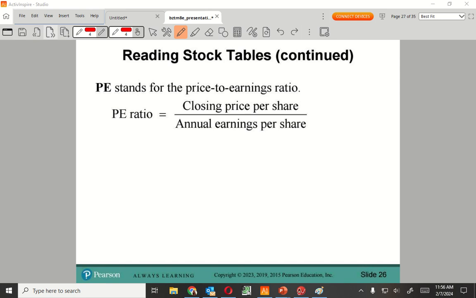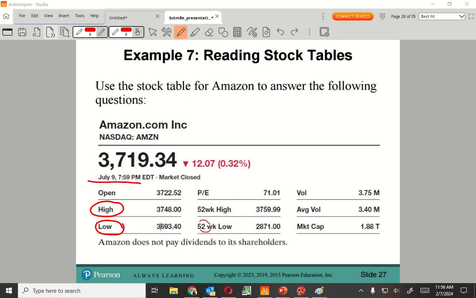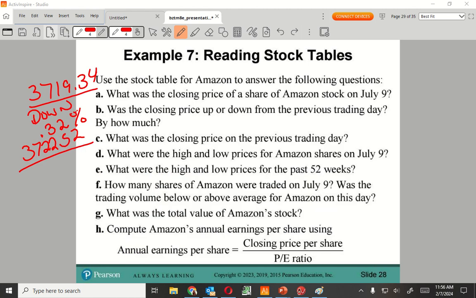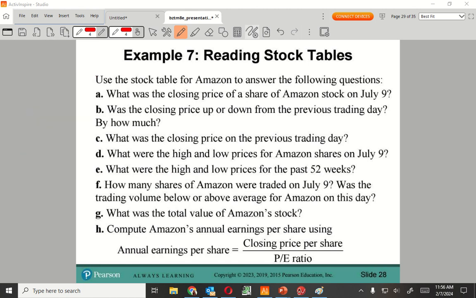And for this last one, PE ratio stands for the price to earnings ratio: closing price per share over annual earnings per share. This will make more sense here in a moment. So we're going to use this one here. It's nice and big, so you guys can see it. It's on your page, but we're going to go through and fill out all these things. And you are going to help me with this.